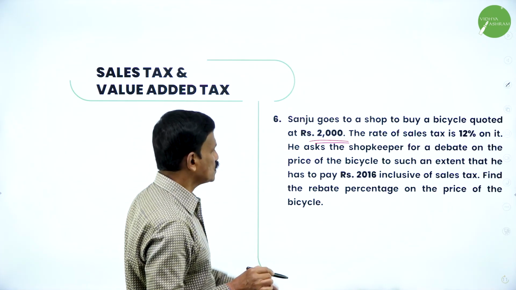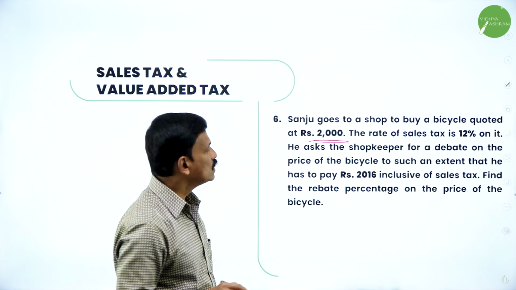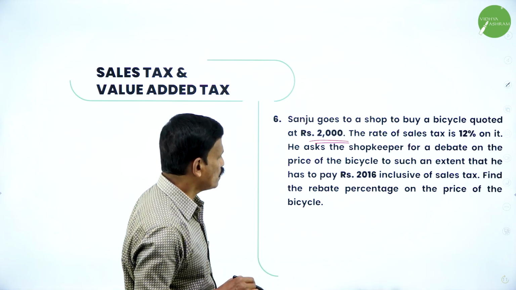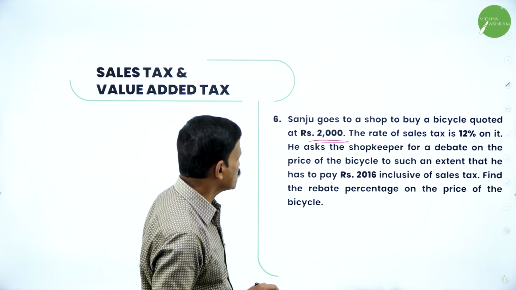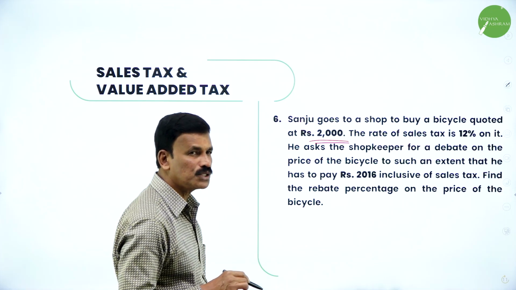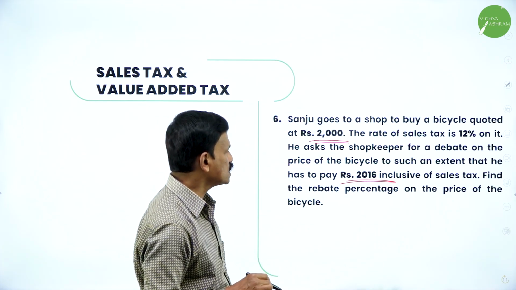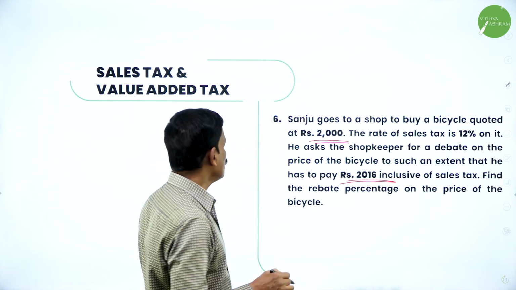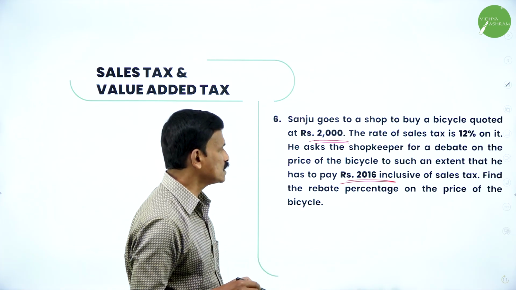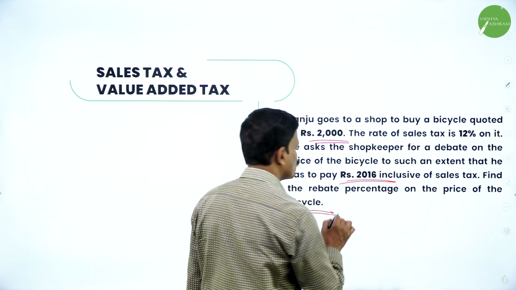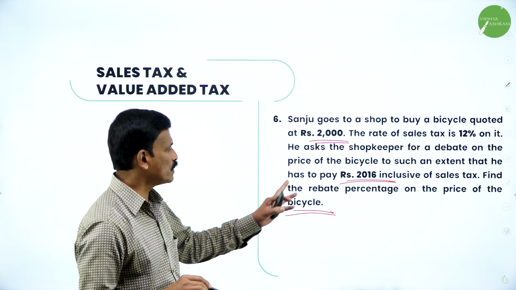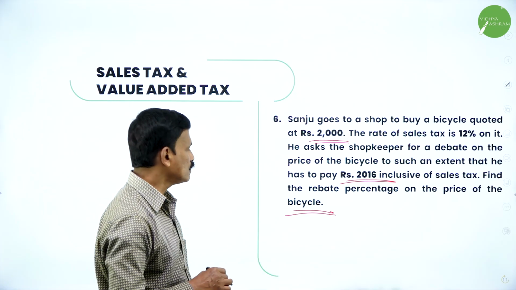He asked the shopkeeper for a rebate on the price of the bicycle to such an extent that he has to pay rupees 2016. So he is going to pay rupees 2016 inclusive of all sales tax. Find the rebate percentage on the price of the bicycle. So we have to find out the rebate percentage on the price of the bicycle.